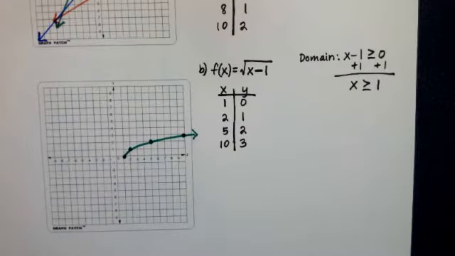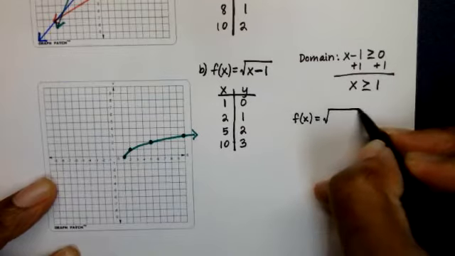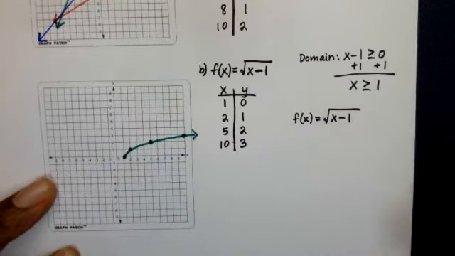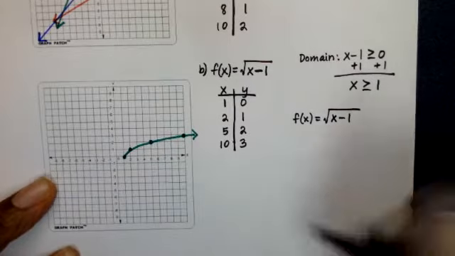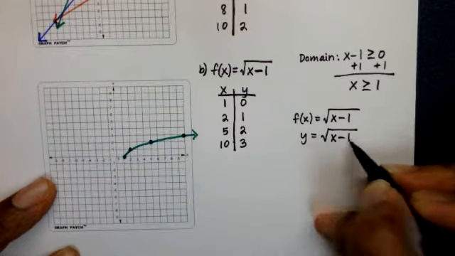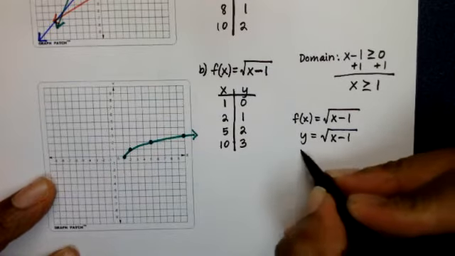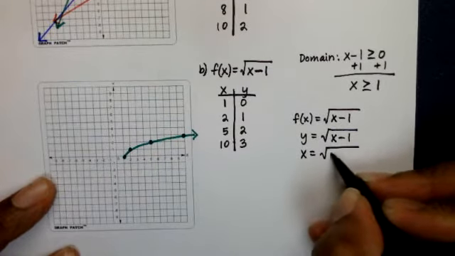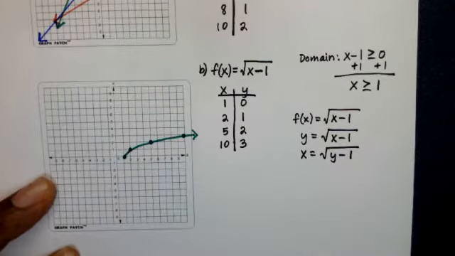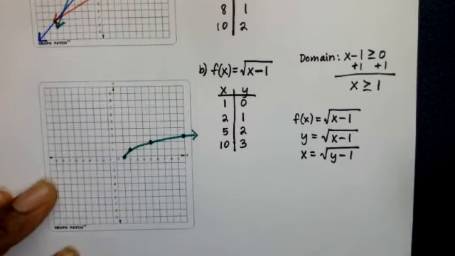And I'm going to go ahead and find the inverse of f of x equal to the square root of x minus 1. So here I'm going to replace f of x with y. So the y is equal to the square root of x minus 1. And then we interchange x and y. So this y becomes x, and the x becomes y. So the x is equal to the square root of y minus 1. And then we solve for y.